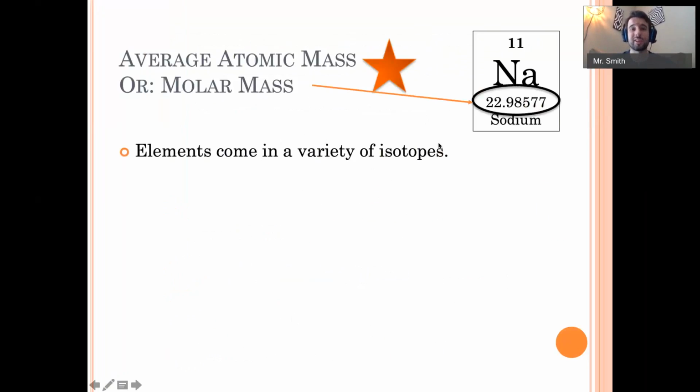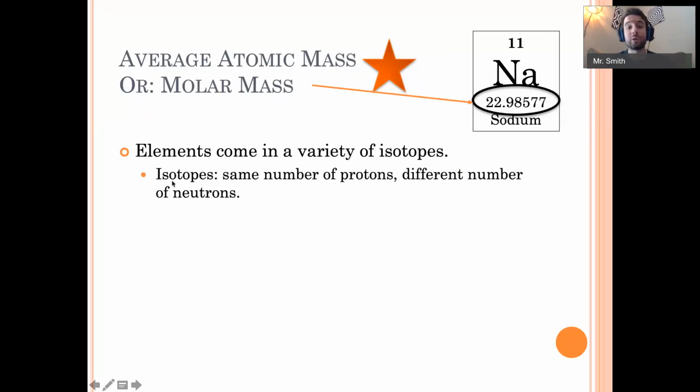Pretty much how this works is sodium doesn't always have just 23 protons and neutrons. Sometimes it might have 11 protons but 13 neutrons, so 11 plus 13 would be 24. Or sometimes it might have 11 protons and 11 neutrons, which would add up to 22. Depending on which type of atom you're dealing with, remember those are called isotopes, you'll get different atomic masses. So a molar mass is just taking all those different atomic masses, whether it's 22, 23, or 24, and averaging them based on how frequently they show up.